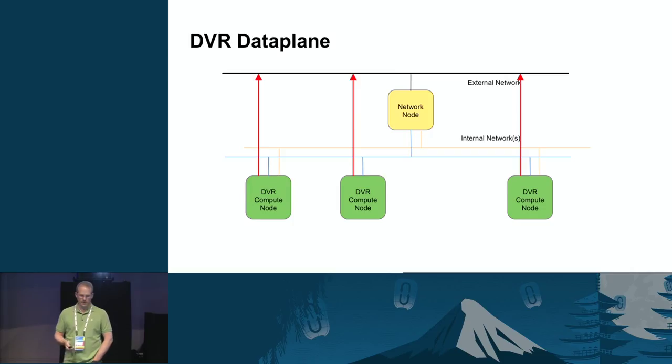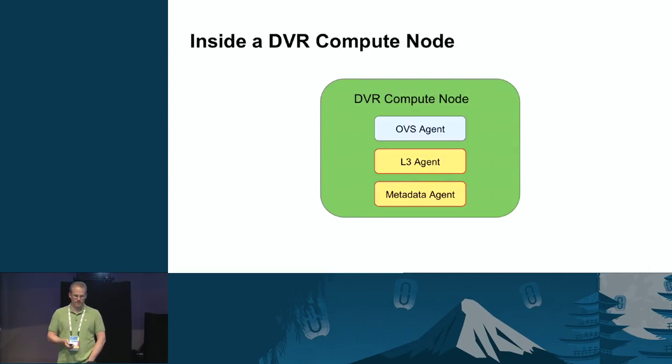So with DVR, we changed that by adding these red lines here so that every compute node was also connected to the external network. So this took a lot of the load off the network node. It let all the floating IP traffic go in and out of the compute nodes to all the local VMs on those compute nodes. So what happened was inside of a DVR compute node, in addition to the OVS agent, there's now also an L3 agent that is instantiating the Neutron routers, and there's a metadata agent to handle Nova metadata.